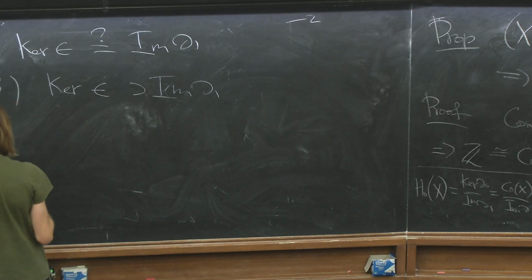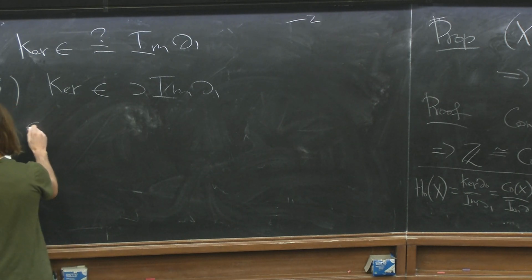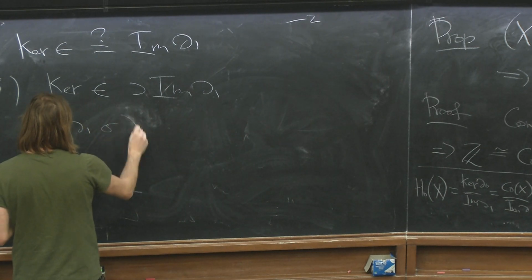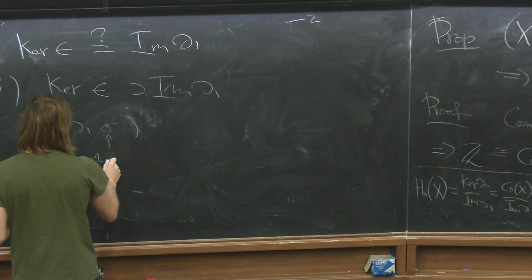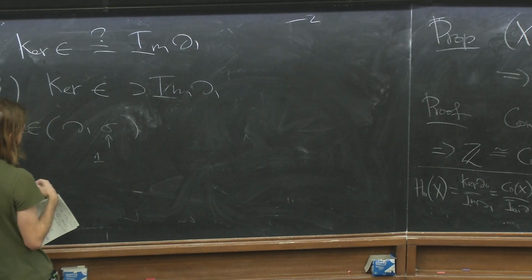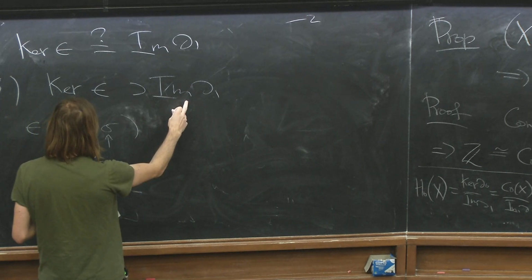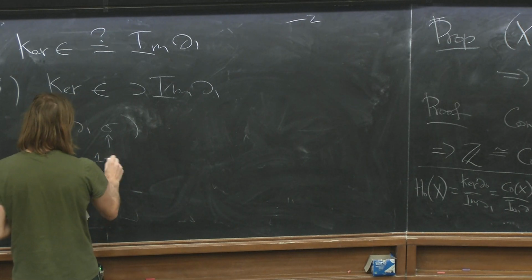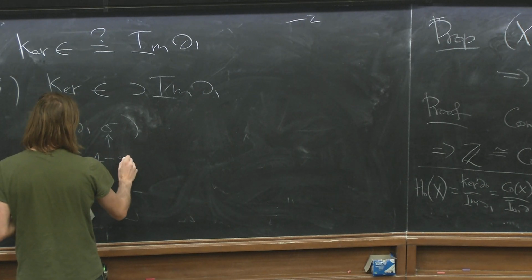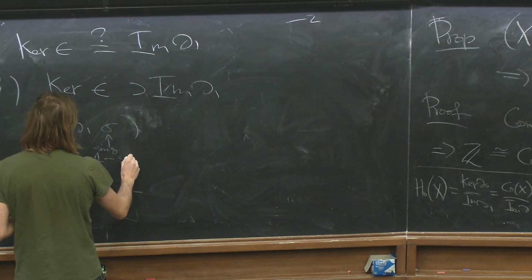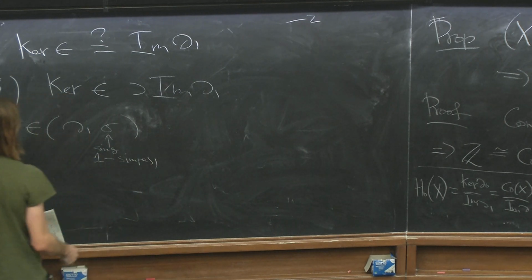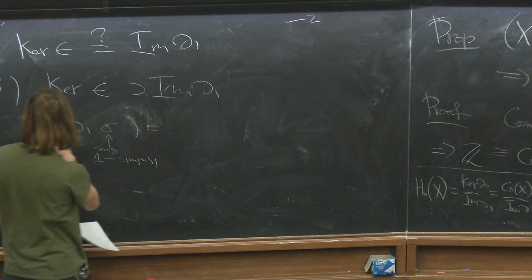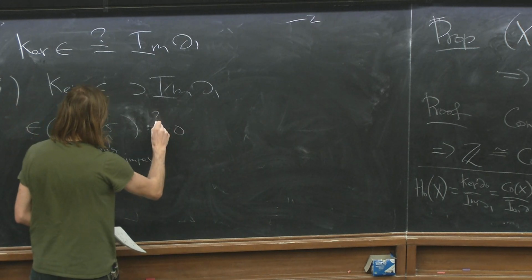Okay. Well, it's enough to show that an arbitrary element in this image, D1 of some element, it's enough to consider only generators. So we consider the action of D1 on some generator, which is a singular one simplex. And we want to show that this is in the kernel. So we need to show that if we act on it by epsilon, we will get 0.